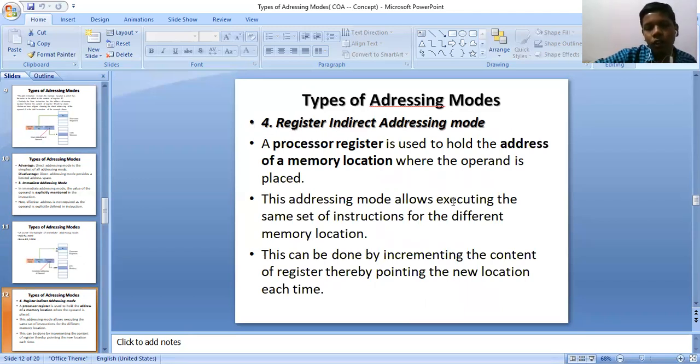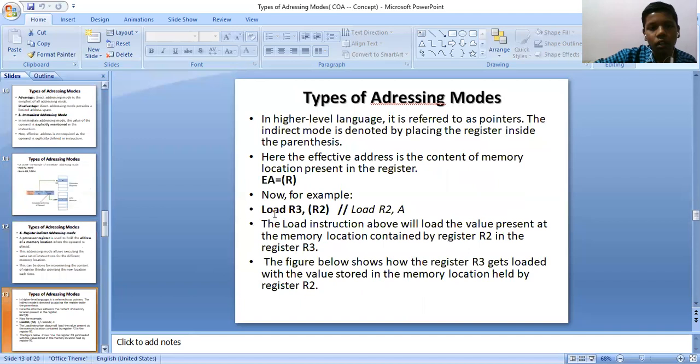This addressing mode allows executing the same set of instructions for a different memory location. This can be done by incrementing the content of the register, thereby pointing to the new location each time. In higher level languages, it is referred to as pointers. The indirect mode is denoted by placing a register inside parentheses. Here, the effective address is the content of the memory location present in the register.